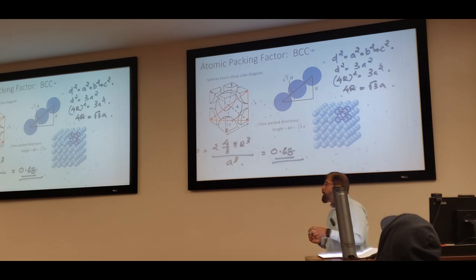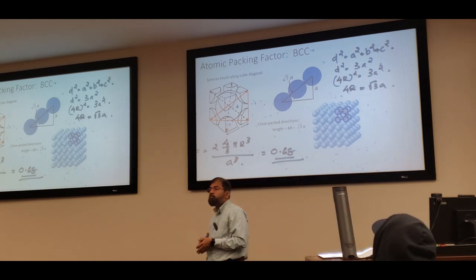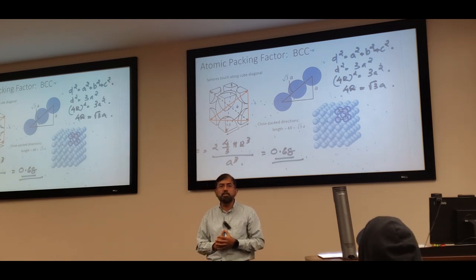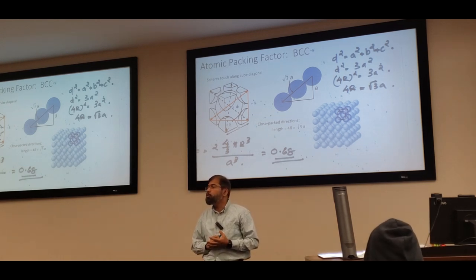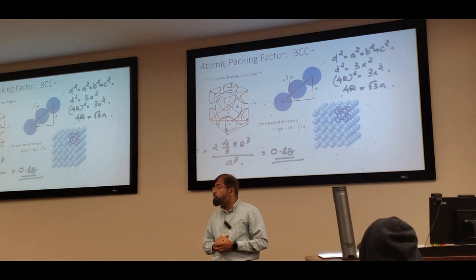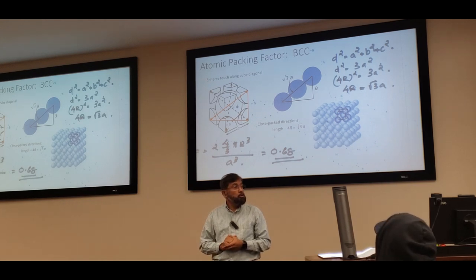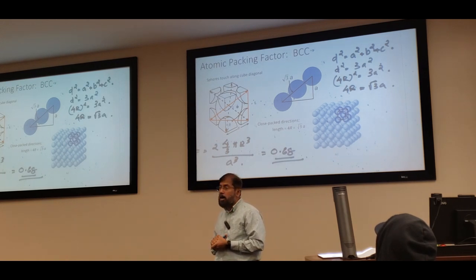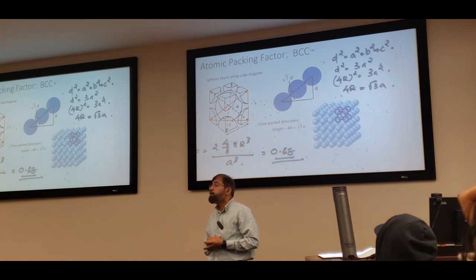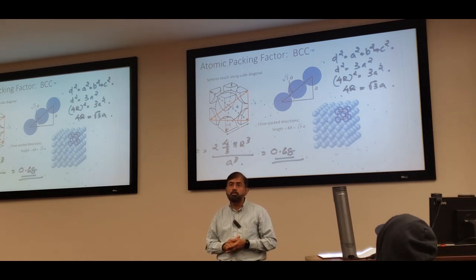Now compare the atomic packing factor of the face-centered cubic structure and the body-centered cubic structure. Which is going to be more efficient? Face-centered cubic, because with 0.74, 74% of your unit cell is occupied by atoms, whereas only 68% of the unit cell is occupied by atoms in a body-centered cubic structure.